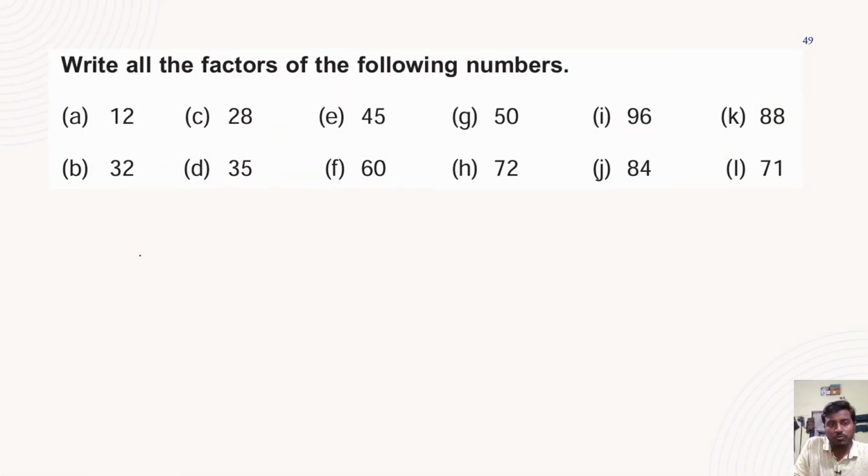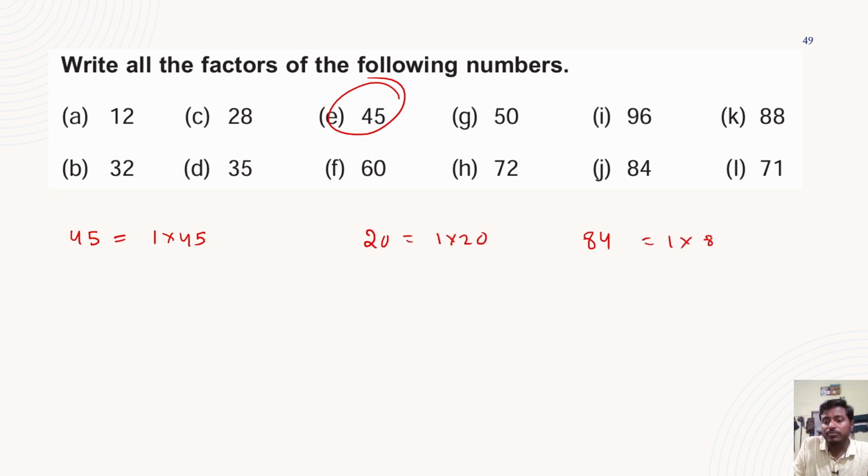Now next. Write all the factors of the following. This is important. So how to solve? Suppose I take one question, that is 45. So write down 45. How to write all the factors? Now the method is, first write down 1 into 45. Any number you can write as 1 into that number. Suppose 20, you can write 1 into 20. Suppose 84, you can write 1 into 84. I hope you understand. Now check if this number is divisible by 2. No, because the unit place is not 0, 2, 4, 6 or 8.